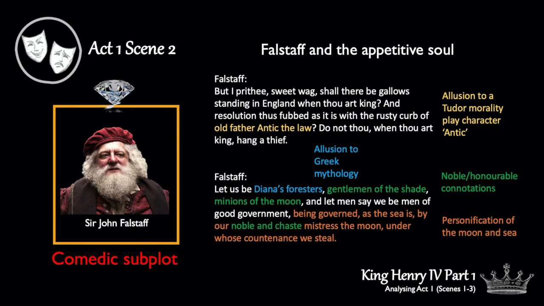He even goes so far as to suggest that these men are men of good government, because they are governed by the sea as the sea is, by our noble and chaste mistress the moon, under whose countenance we steal. He is implying by these metaphors that the best form of government is no government, and as king, Hal will have to learn to restrain and control that aspect of the soul that desires within himself.